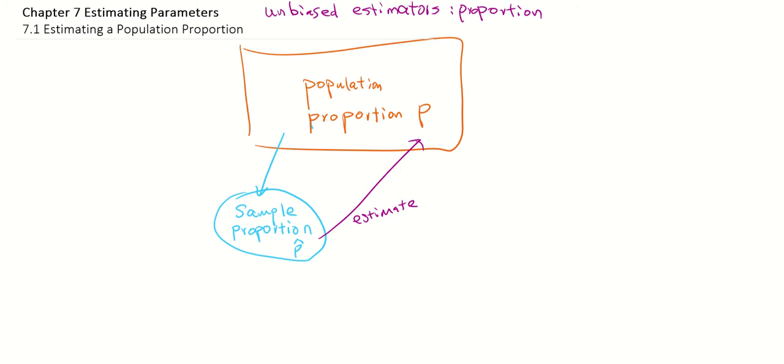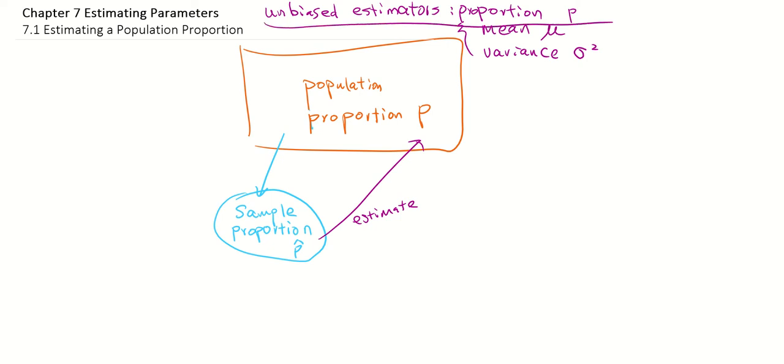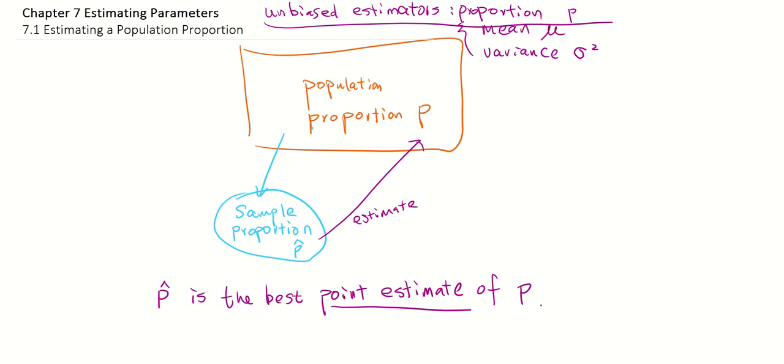The reason we can do this is because proportion is an unbiased estimator. And two other unbiased estimators are the mean and variance. Now let's come back to estimating the population proportion P. If we want to use only one value to estimate this population proportion, the best value is the sample proportion, P hat, because like we said, proportion is an unbiased estimator. So here we can say that P hat, the sample proportion, is the best point estimate of P, the population proportion.